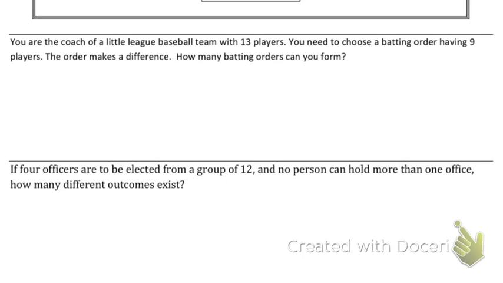Okay, so we're going to do our next problem. You are a coach of a Little League baseball team with 13 players. You need to choose a batting order having 9 players. So obviously the order matters, because in baseball you want your strongest batter either third or first. And it matters what order they are because it might depend on what position they play. So because order matters, order makes a difference, that automatically makes it a permutation.